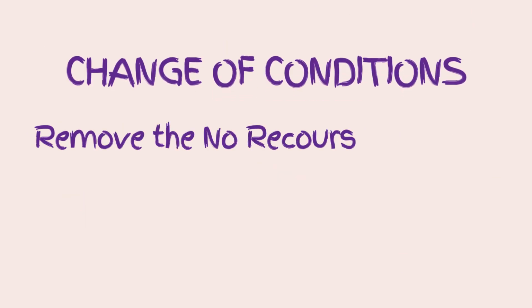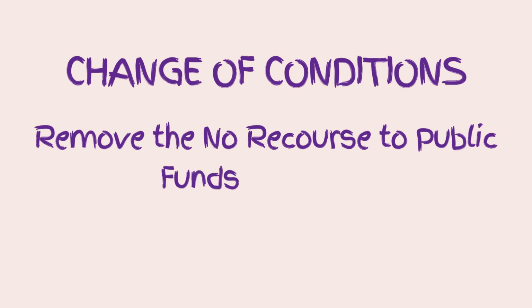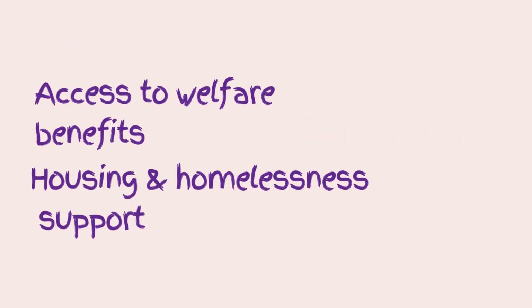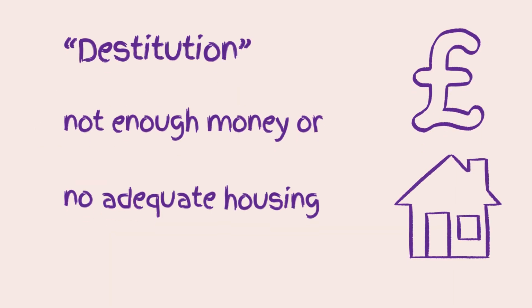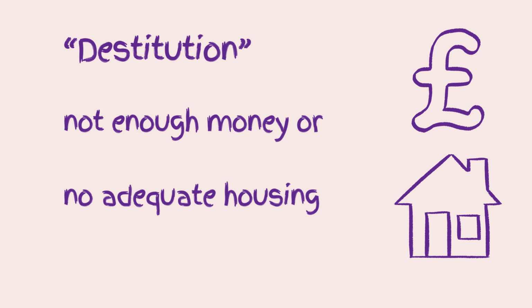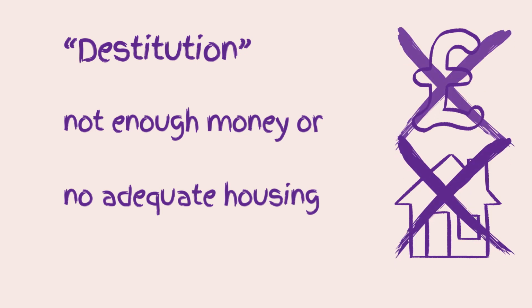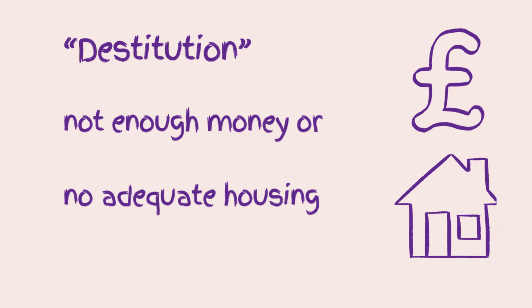The first option is a change of conditions. You may be able to apply to remove the no recourse to public funds condition on your visa. Doing this will give you access to benefits and homelessness support for the remainder of your visa. To do this, you will need to show the Home Office that you are destitute or at risk of becoming destitute. This means you don't have enough money to meet your basic needs or you don't have adequate housing.